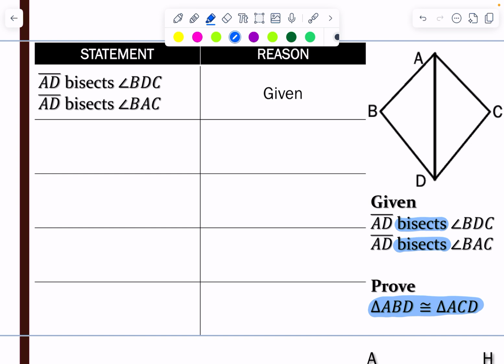Okay, so when we look at this, we know that AD bisects BDC. So what I can prove then is that this angle BDA and this angle CDA would have to end up being congruent. I also know that it bisects the other angle too. So I know that I should be able to get those two congruent. Then the last thing is I look and I see that I have a side congruent to itself.